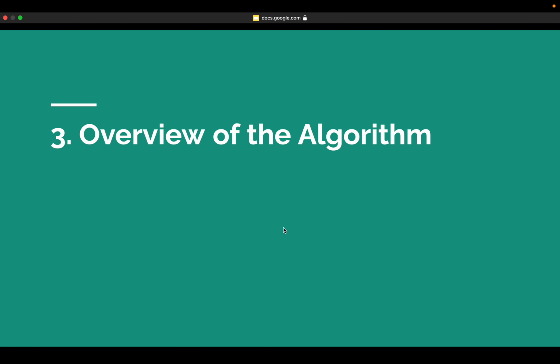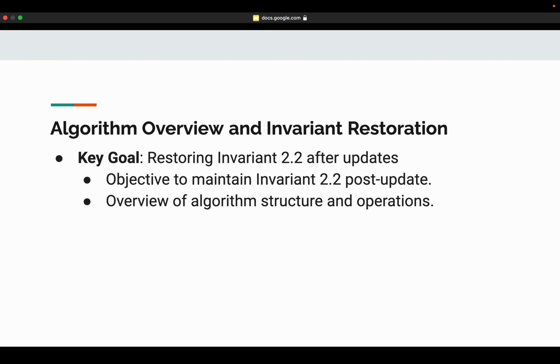Okay, in this section, we review some basic concepts and invariants used in our algorithms. The algorithm in this paper follows the footsteps of some previous works and is designed with the primary goal of restoring the invariant 2.2 we introduced in the previous video.